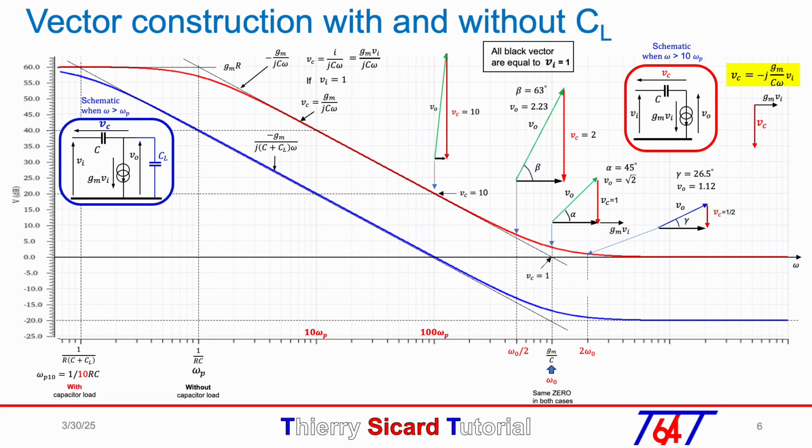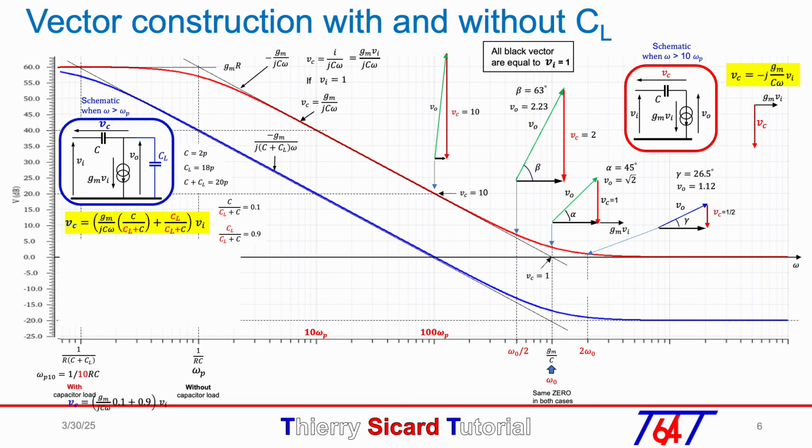In the previous slide, we showed that the vector Vc as a function of Vin depends on Cl, as noted in the yellow box. Of course, if Cl equals 0, we get Vc equal to Gm over C omega, the same expression as for the red curve. To do the vector construction, it is best to take numerical values for C and Cl as shown. Let's start with the angular frequency 10 omega p, where the amplitude Vc is equal to 100.